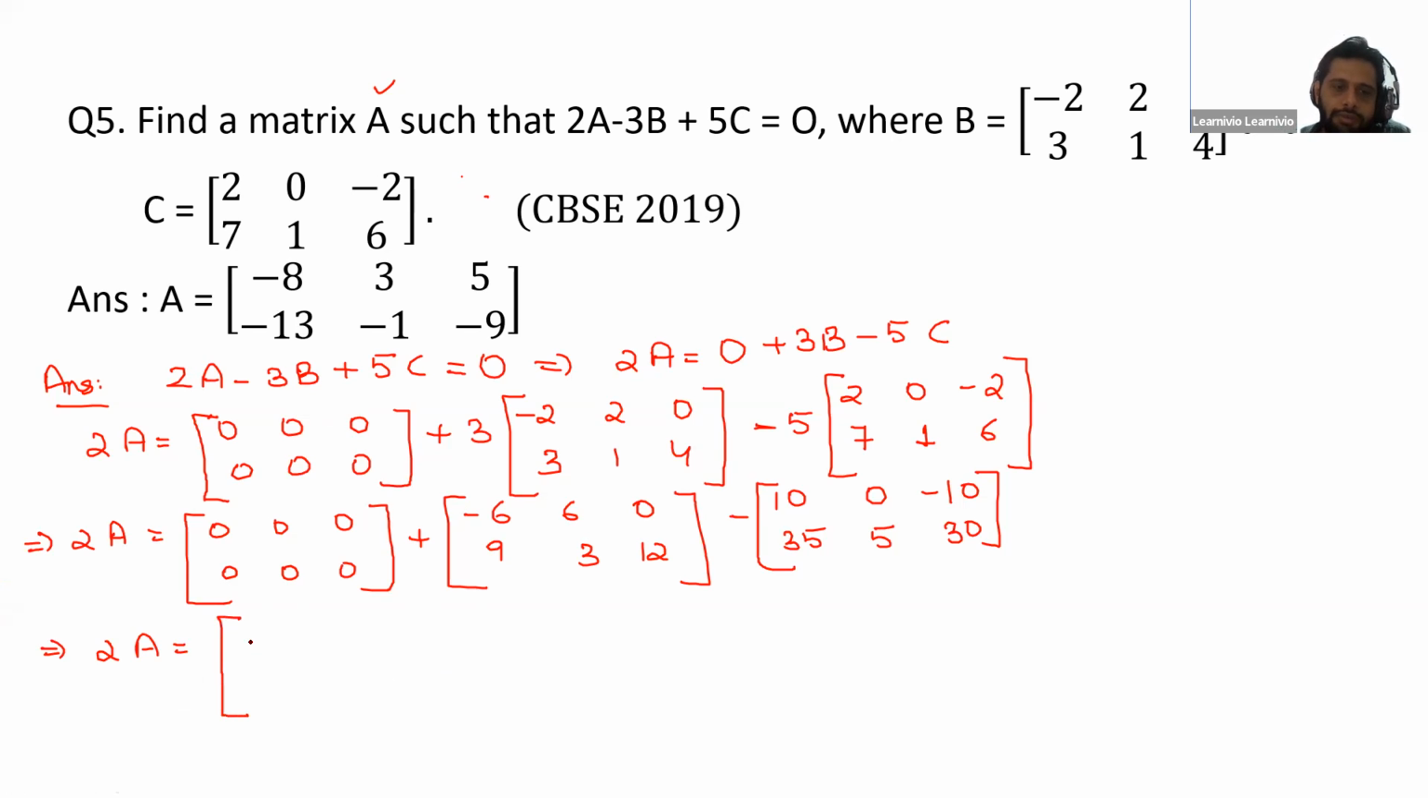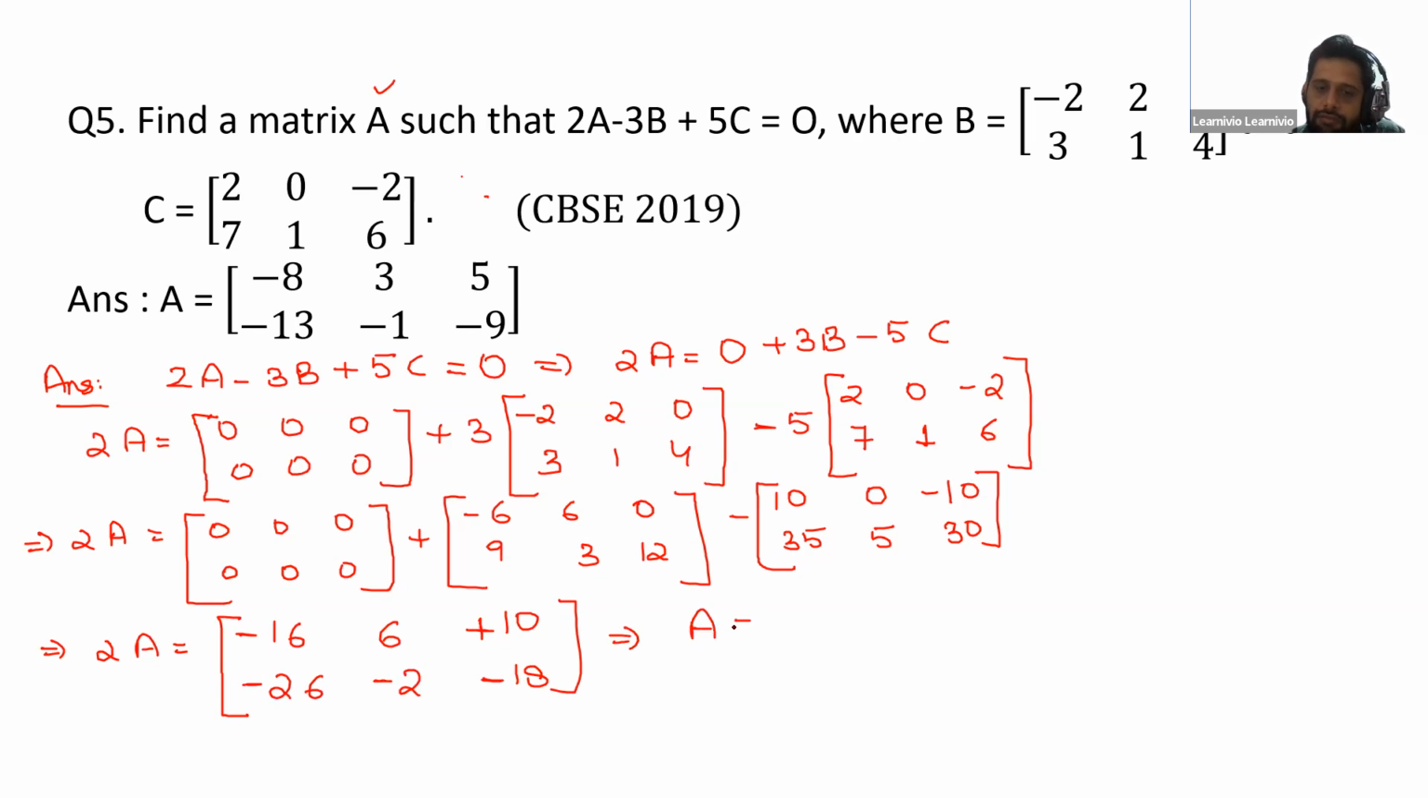Now we will add all the terms. So 0, minus 6, okay, and this is minus 10. So this will become minus 16. 6, this is 6, and this is 0. So we will get a 6. Now 0 and minus 10, we will get a plus 10 here. Okay, next we have this 9 and minus 35. So this will give us minus 26. Now 3 minus 5, this will give us minus 2. Similarly, 12 minus 30, so this will give us minus 18.